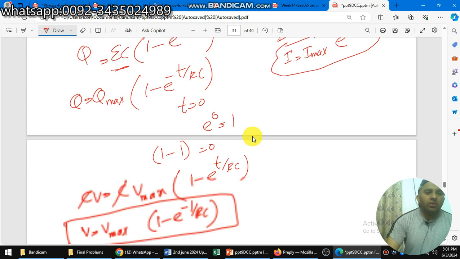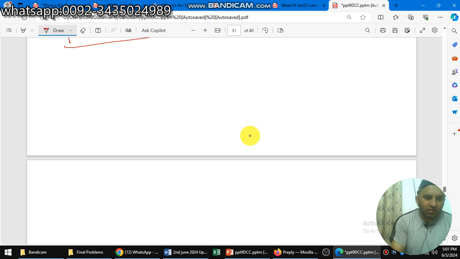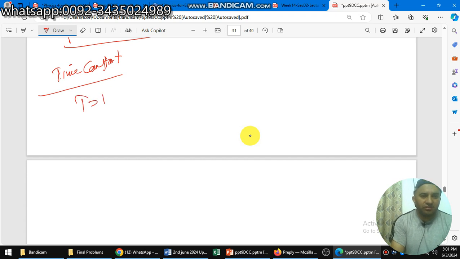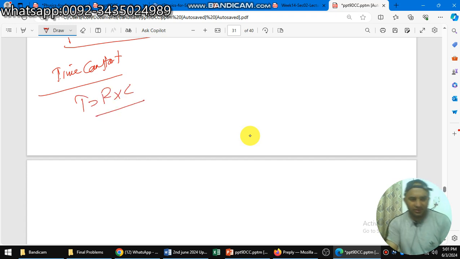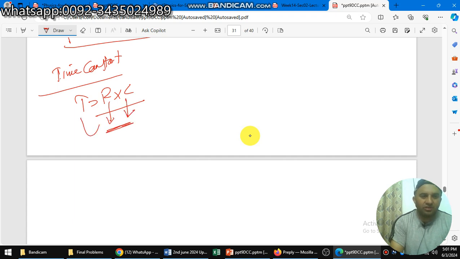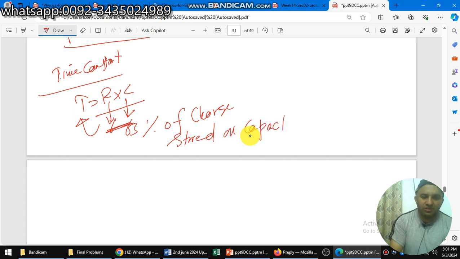Okay, now one more thing: we define the term time constant. The time constant tau is defined as the product of resistance and capacitance, RC. The product of resistor R and capacitor C is called the time constant tau. This is the time during which the capacitor stores 63% of the charge. The 63% of the charge stored on a capacitor is called one time constant, 1 tau. 1 tau is equal to 1 RC.